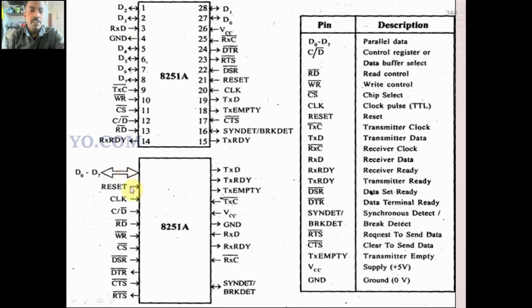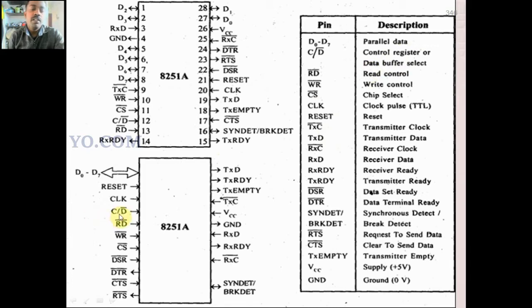Then another pin is reset. This is an input pin coming from the microprocessor to reset this 8251. Then this is the clock. The clock is a clock signal coming from the microprocessor. And C by D, what is C by D? C by D means control register or data buffer select.